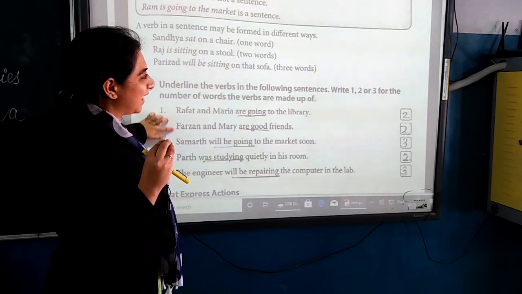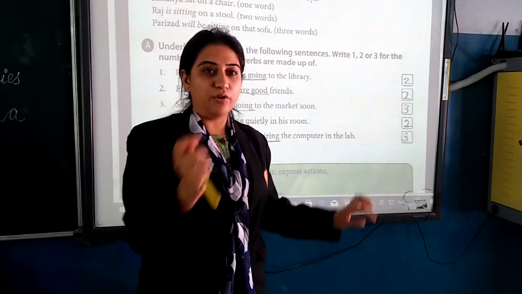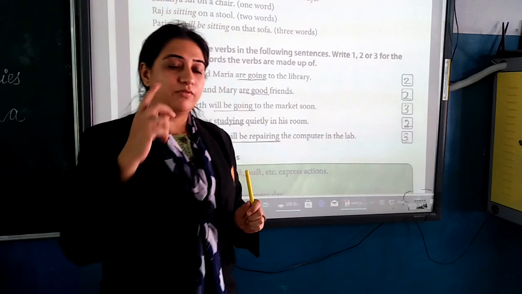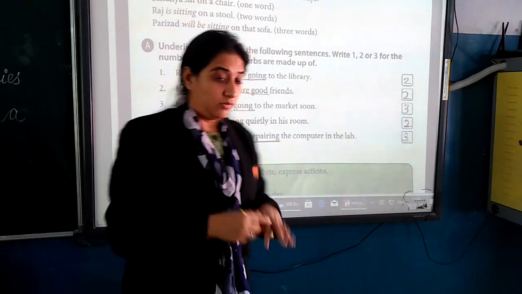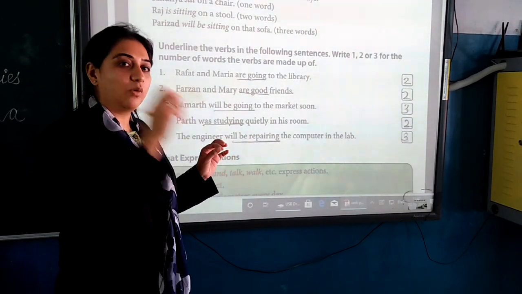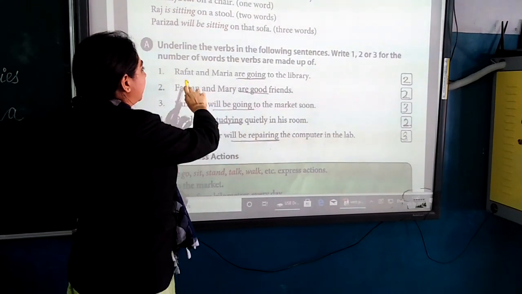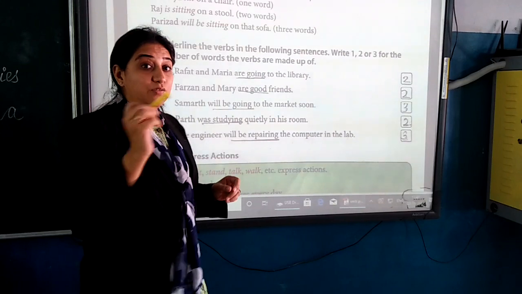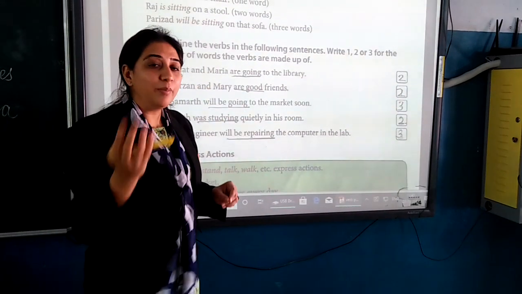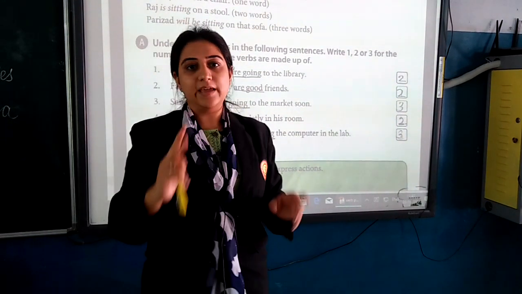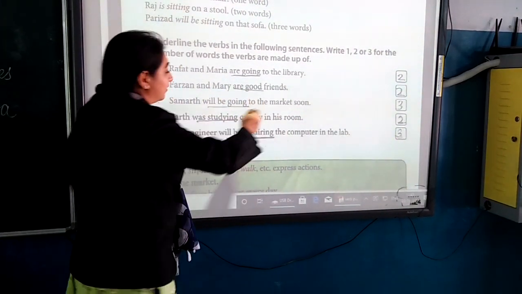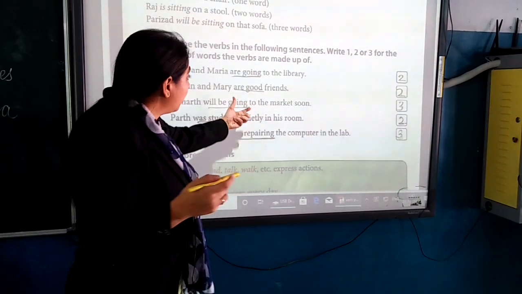So students, the first activity of your chapter is that you have to underline the verbs in the following sentences, and write down how many verbs there are, one, two or three. We are going to first read it, understand it properly, and then in the bracket write 1, 2 or 3. Rafat and Maria are going to London. What is the verb over here? Are going. So how many verbs are there? Two. Next sentence, Farzan and Mary are good friends. Again, are, so are is one.